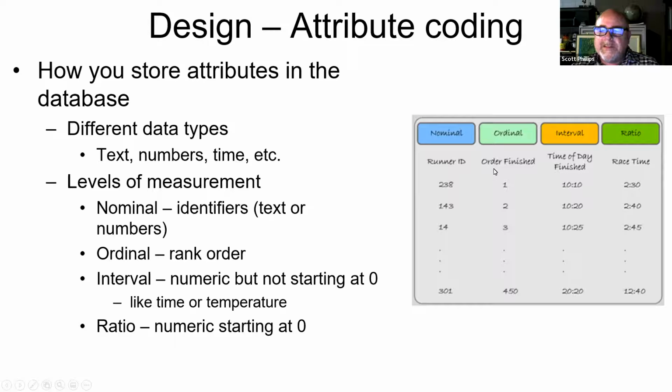Ordinal is in a ranked order. So first, second, third, fourth, numbered in a particular order. Interval is a value, but it's not based on 0. So it's like a time that a person finished. You didn't start at 0 time. You started at whatever time the race started, but this is like an interval since a different interval. Whereas ratio would be the race time, which starts at 0. So you entered at 10:10, and that represents 2 hours and 30 minutes.